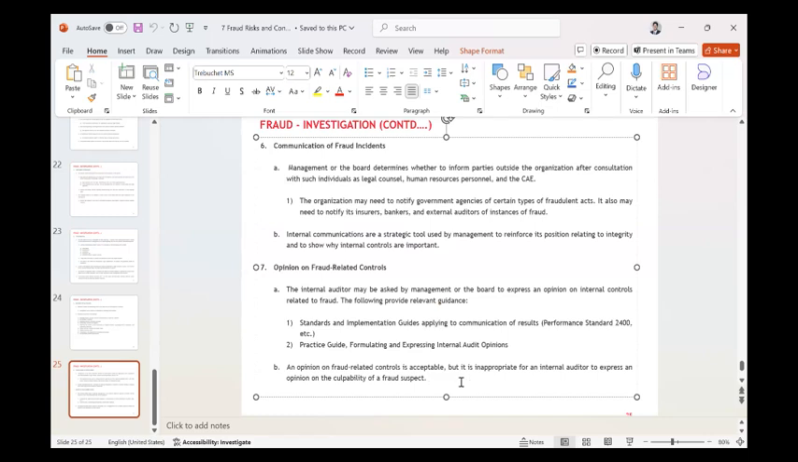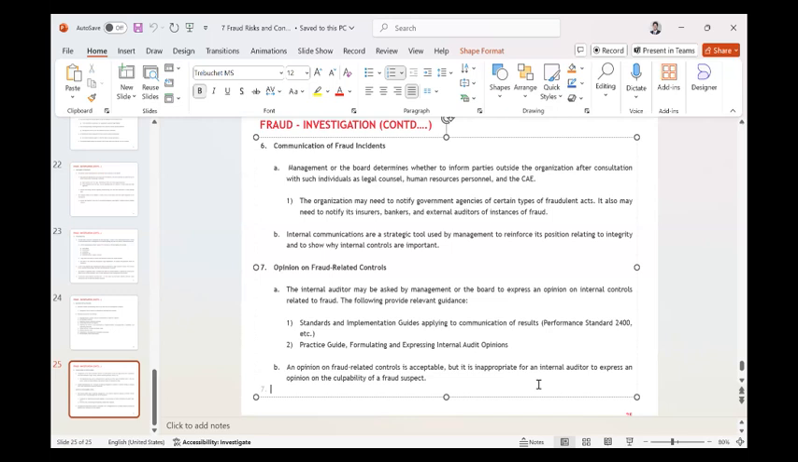An opinion on fraud-related controls is acceptable, but it is inappropriate for an internal auditor to express an opinion on the culpability of a fraud suspect. That is, when we do a forensic audit, we don't give an opinion, we only give factual findings. We can't say; it's up to the courts to decide whether a person is guilty or not guilty. Right? What we give is factual findings. Based on the factual findings, we can say that this person has committed something, right?